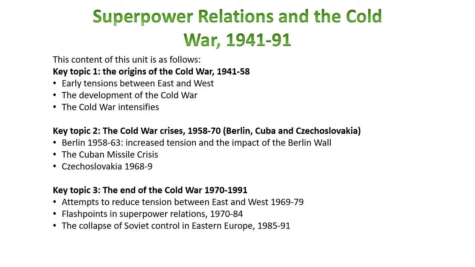Now, I just also want to finish this video by summarising to you the content for the superpower relations and Cold War topic. So the first part looks at the origins of the Cold War, so early tensions between East and West, the development of the Cold War, and how the Cold War intensifies. You then studied three Cold War crises, so Berlin 1958 to 63, that led to the building of the Berlin Wall, events in Cuba, culminating with the Cuban Missile Crisis, and events in Czechoslovakia, the Prague Spring 1968 to 9. And the third part looks at the end of the Cold War. So it looks at attempts to reduce tensions between East and West, flashpoints between 1970 and 84, and then finally the collapse of Soviet control in Eastern Europe.